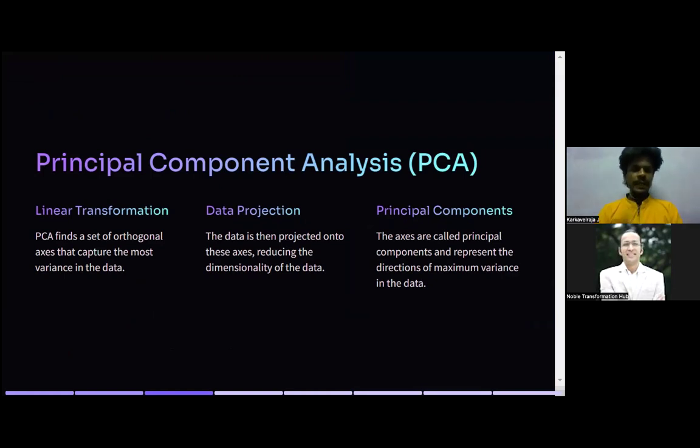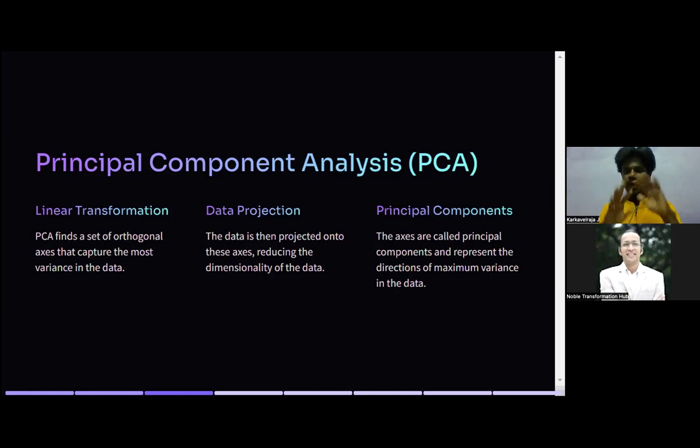Linear transformation: PCA finds a set of orthogonal axes that captures the most variance in the data. First of all, it will see the data, visualize it, and see how much variance is in the data. Then data projection: the data is projected onto these axes, reducing the dimensionality of the data. So if there are multiple dimensions, it will try to project the data onto some set of directions.